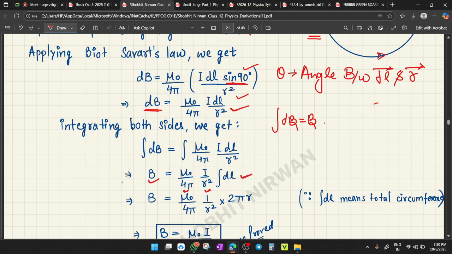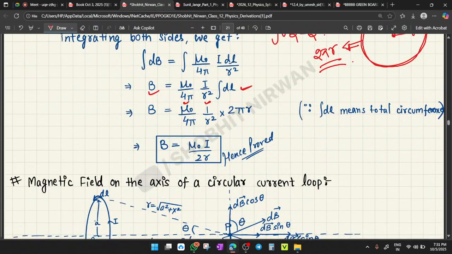What does integral dl mean? dl means total length. You're integrating over the total length of the circle. If the radius is r, then the total length of the circle is its perimeter, or circumference, which equals 2 pi r. Clear or not? Now cancel one r from the numerator and the denominator, and pi with pi, and 2 twos are 4. So your answer for the magnetic field B equals mu naught I upon 2r.